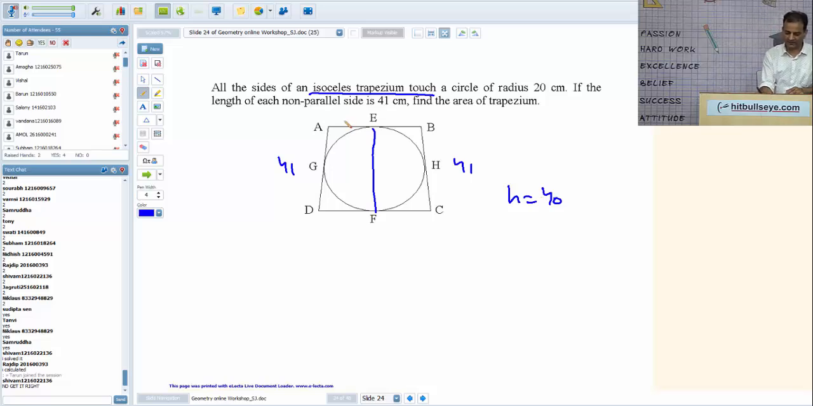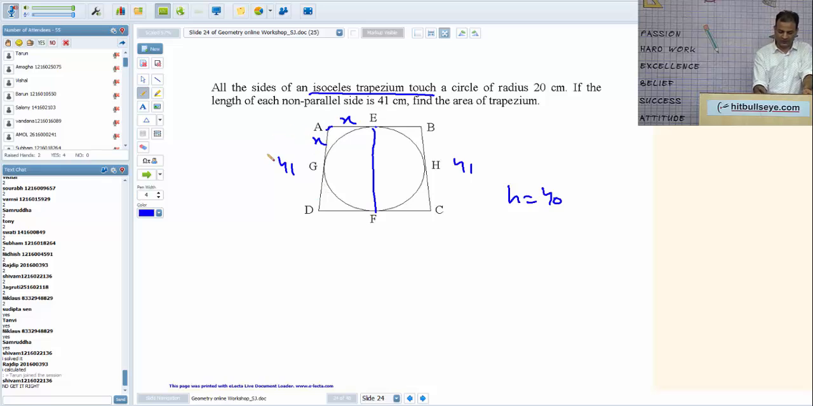Now take this as x. This will also be x because the tangents from an external point are equal. You know the basic theorem of the circle. I have taken A as x, AG is x. Why? Because it is the tangent from the external point A. A is the tangent, AG is the tangent. Both will be equal.